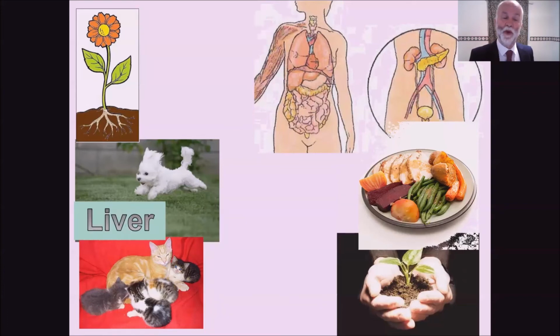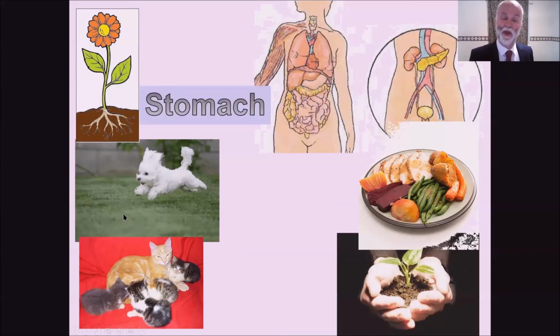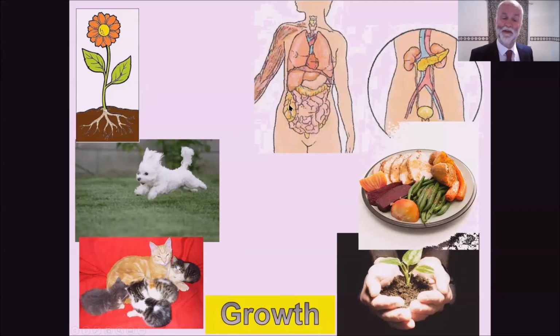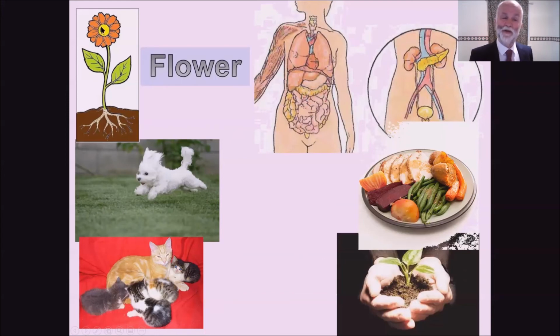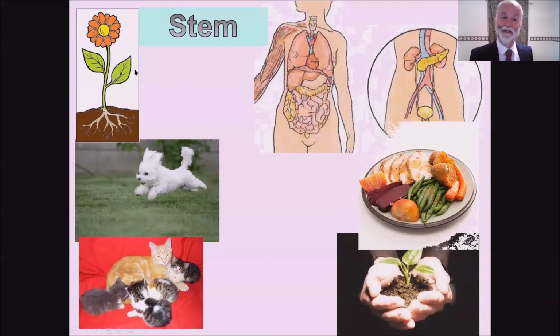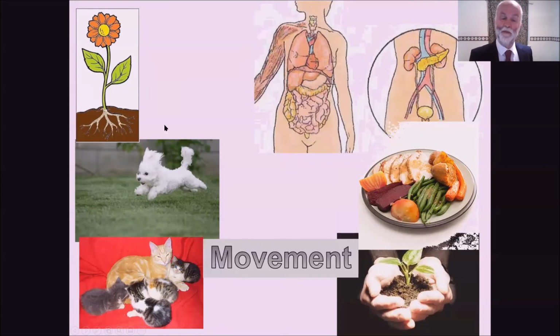Let's go through them. We've got liver. Liver is over here. It's a good filtration system. Stomach. Stomach takes the food down that you've eaten. Growth. Well, this plant is growing, isn't it? The flower. Flower's at the top. Stem. Stem connects the root up to the flower. Stem is there.